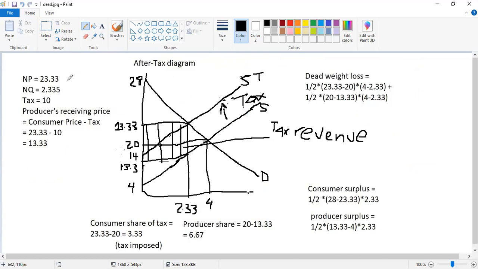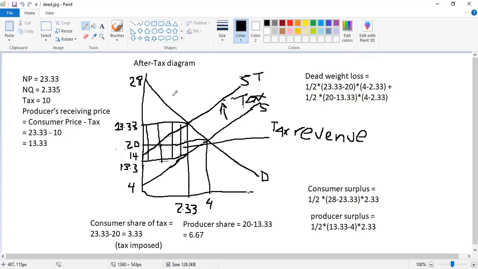So I brought the variables here. This is the new price we got from the previous page. This is the new quantity we got, and then the tax, and then the producer's receiving price, which is the consumer price, the price in the market, minus the tax. Because now producers will receive only 13.33, and the 10 will go towards government. So producers are not going to produce more, obviously, because they'll be on the losing end, and they'll be incurring costs because the tax is a cost to them.